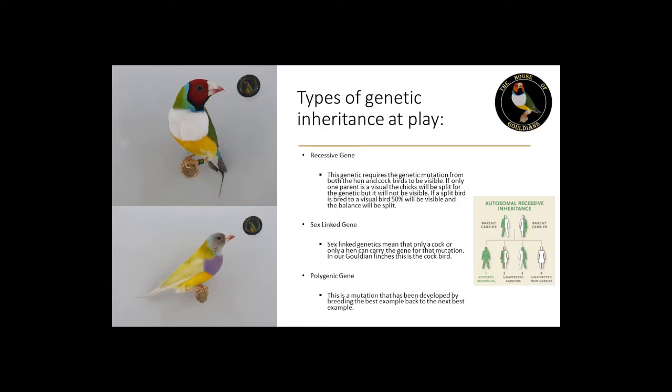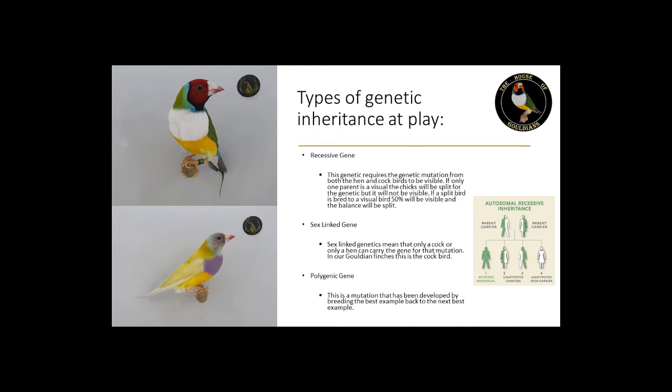Okay, so we said for this particular episode we were going to look at three additional genetic inheritance types. The first definition that we need to look at is your recessive gene or mutation. What it means to have a recessive mutation is that you can be a carrier for that particular mutation, but it's not visible. So your cockbird or hen bird could be carrying it, but if you pair it up with another bird that's also carrying the same genetic, it then becomes visible.